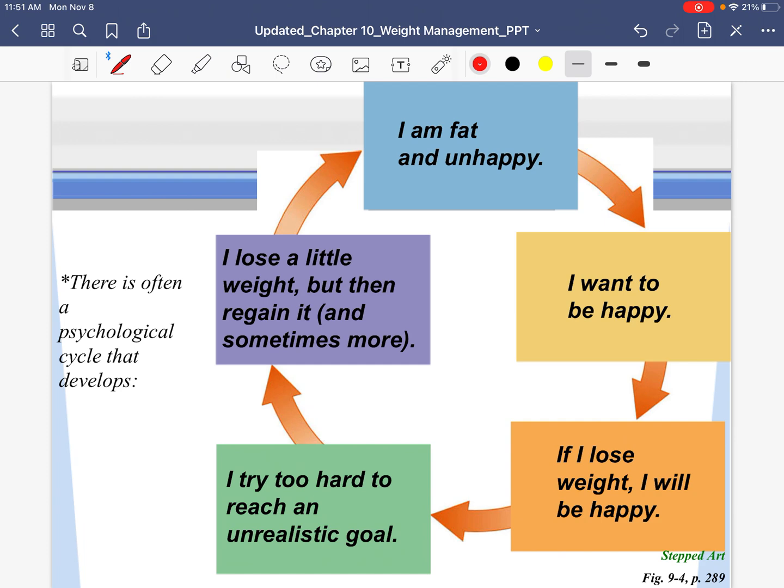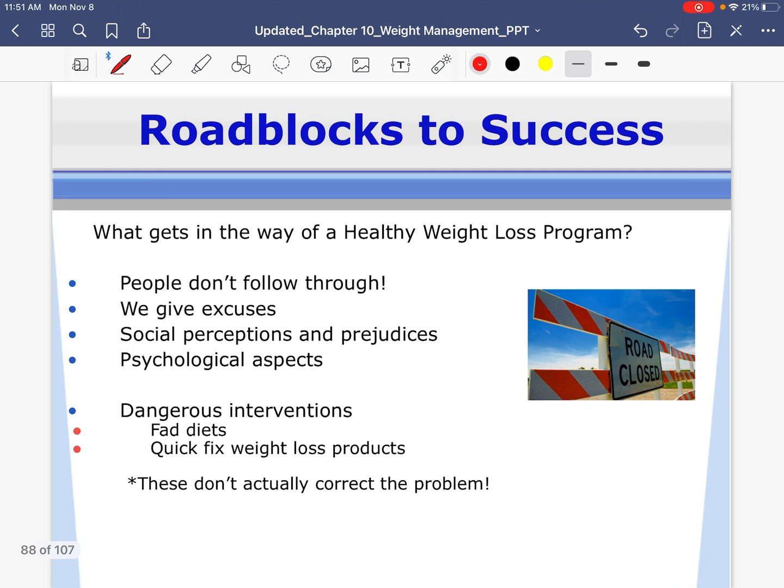There tends to be kind of a negative feedback loop where someone feels fat and unhappy. They want to feel differently. They think they're going to lose weight, but then they set an unrealistic goal, and then they end up eating more, and it's a negative cycle.